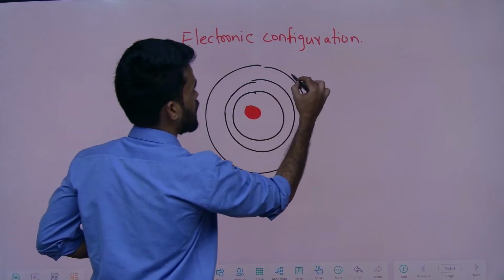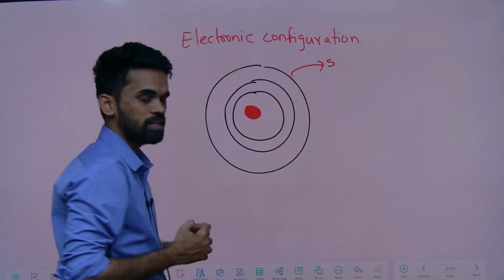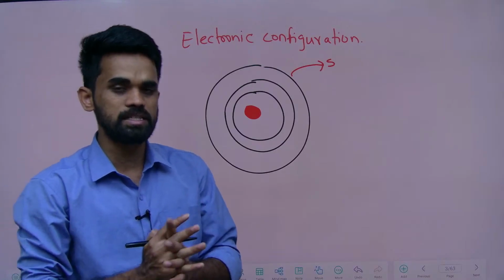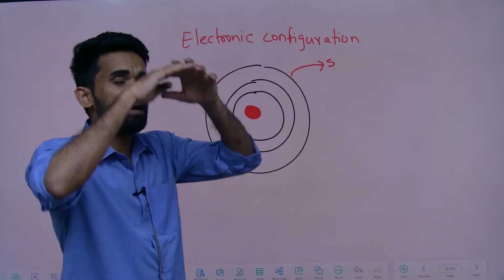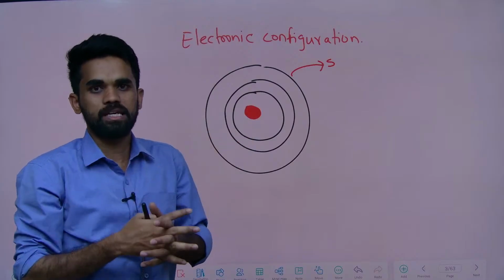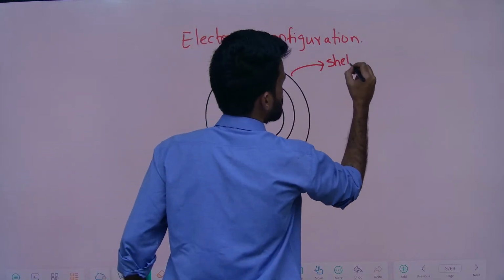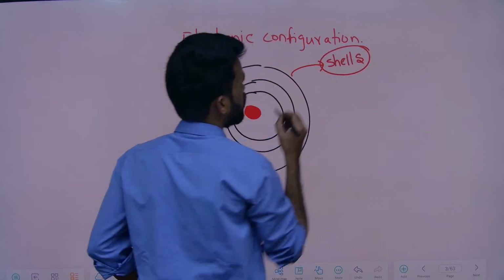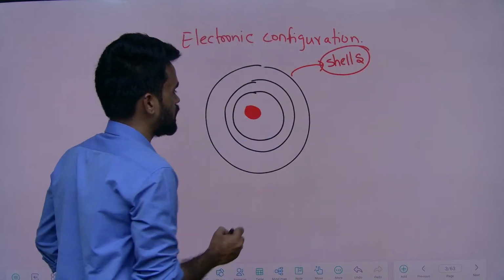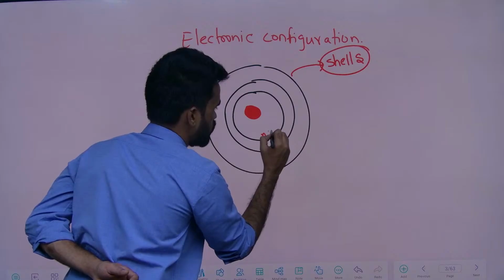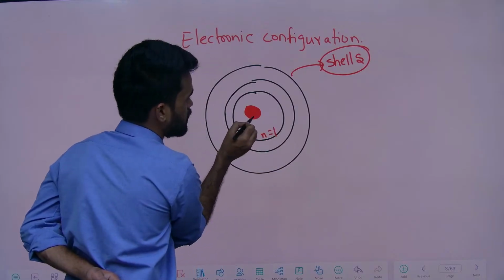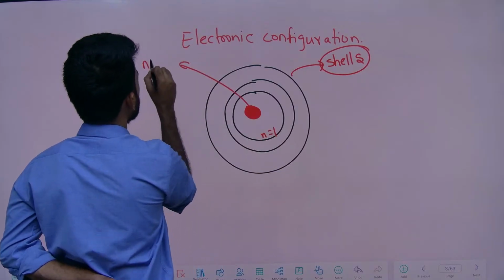So what are these black color lines, the circles that you are seeing? They are not actually circles, you can assume them like a three-dimensional space around the nucleus. So let us say these are shells. Now in these shells we will be numbering like this. So n equals to 1. See, this is the nucleus now, this red color part.